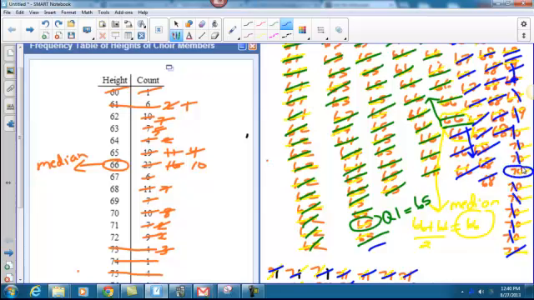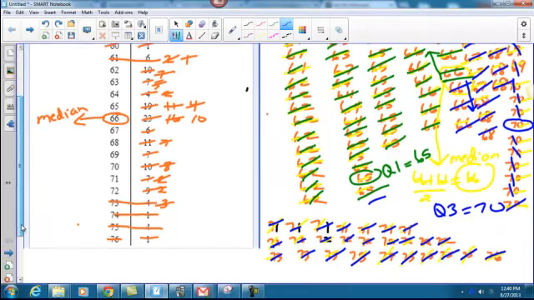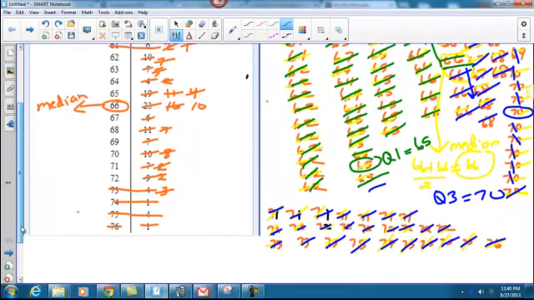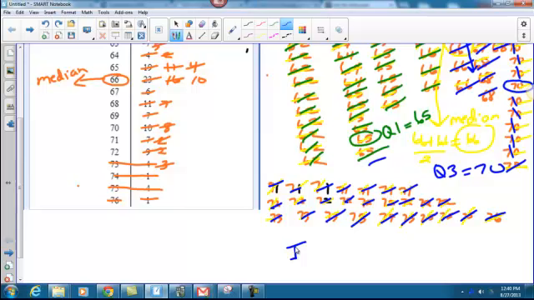And right there's my quartile 3. It looks like it is 70. So the IQR is quartile 3 minus quartile 1. So it's 70 minus 65 for an IQR of 5.